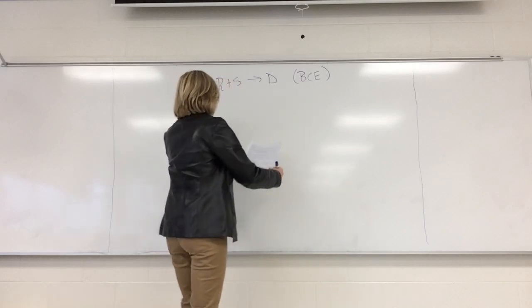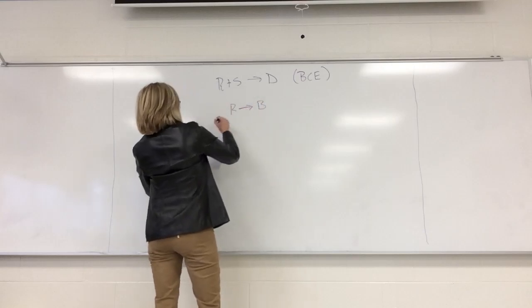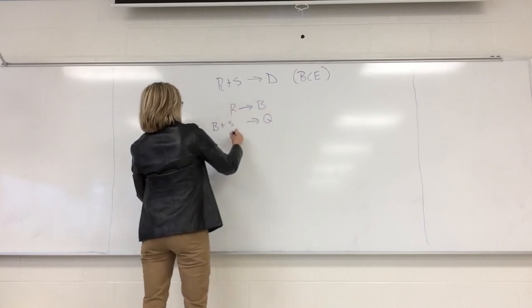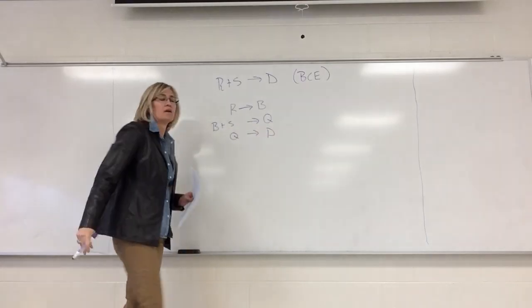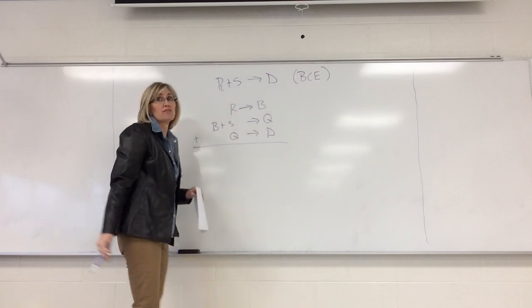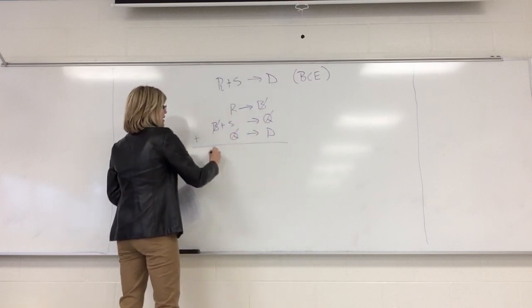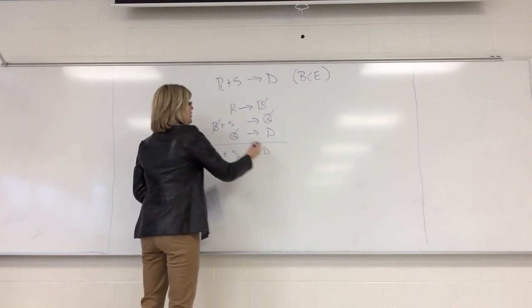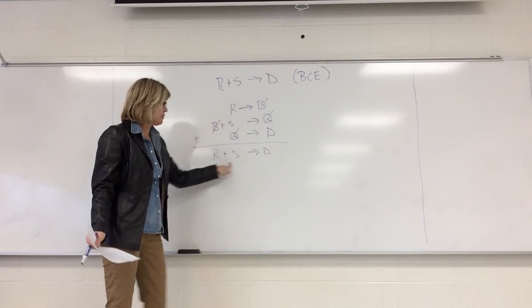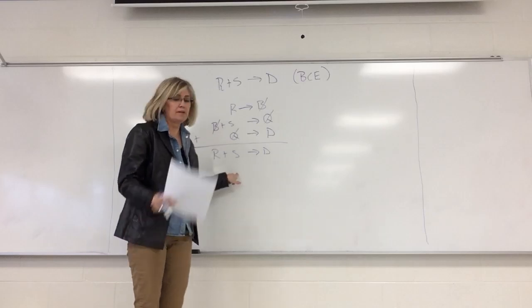All right, so let's look at that. We've got the first step, R goes to B. And then B reacts with S to form Q. And then Q goes to D. All right? So let's add this up and see if we get that balanced chemical equation. Well, the B's cancel, the Q's cancel, and I'm left with R plus S goes to D. So yes, point 1, my elementary steps add up to a balanced chemical equation. We're good on that point.